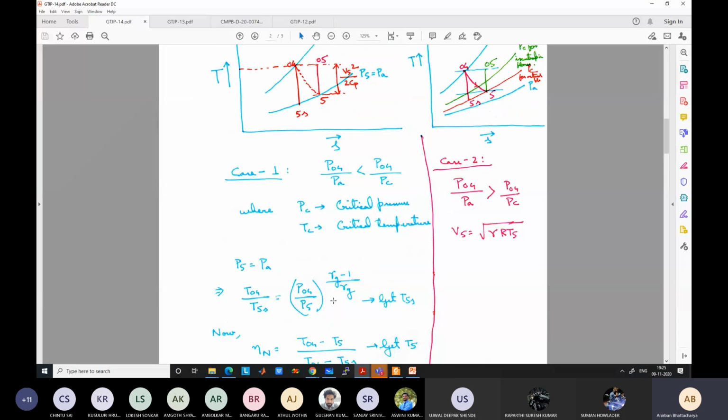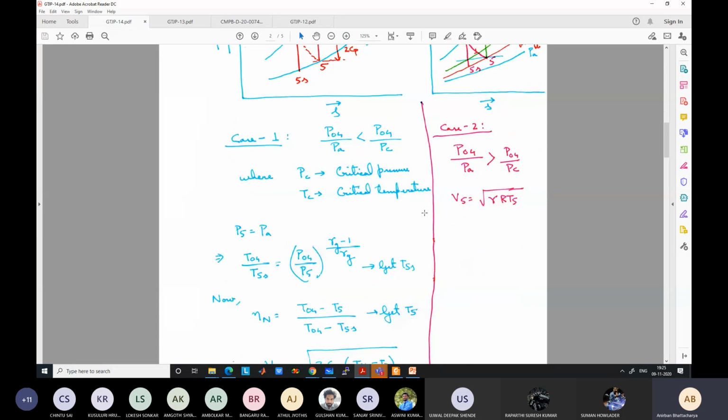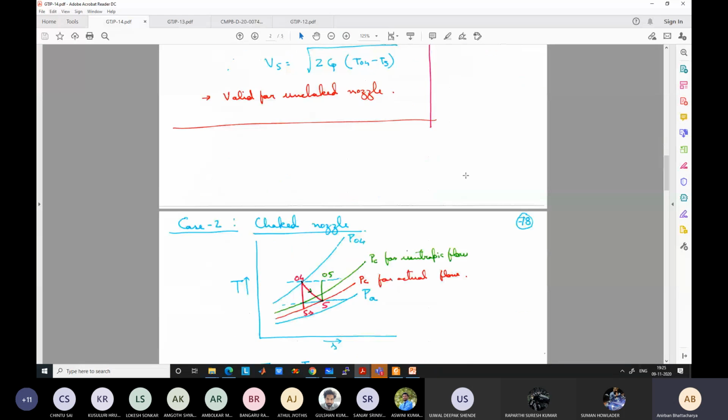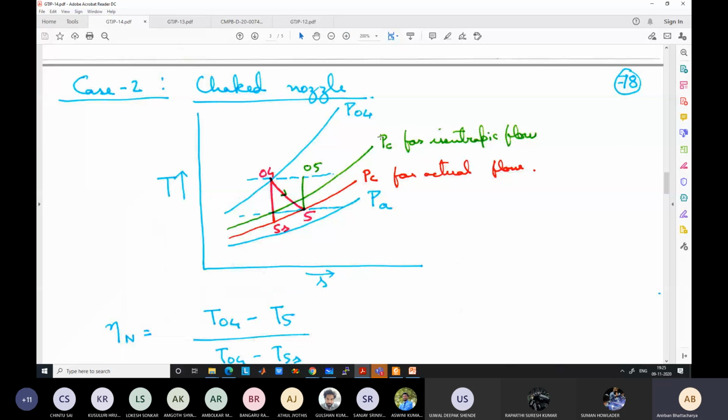Okay. So what we are interested in is the second type, the choked condition. Okay, so I have drawn the same diagram again here for the choked condition. What happens in the choked condition?